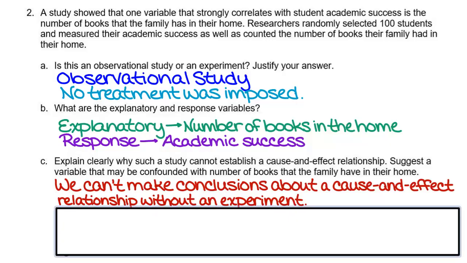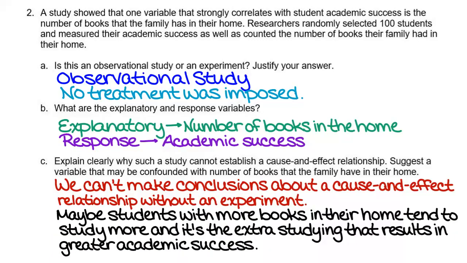Then it said, suggest a possible confounding variable. What I picked was studying. Maybe students with more books in their home tend to study more, and it's the extra studying that results in greater academic success. That's not the only possible right answer there. That's just the one that I picked for today.